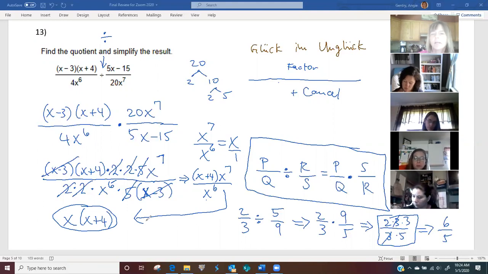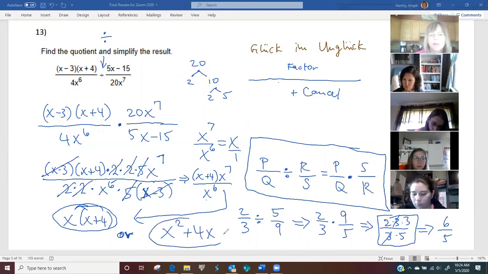Yes? But again, so if I put x squared plus 4x, that would have been wrong, right? No, not at all. Actually, I'm glad you brought that up. Or, see, I paused too soon. Or you can distribute this through and call it x squared plus 4x. Either one of those is completely legal, and the computer will take them both. Okay.